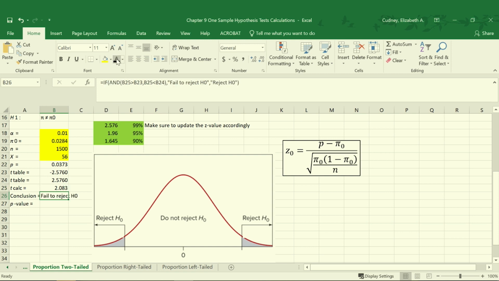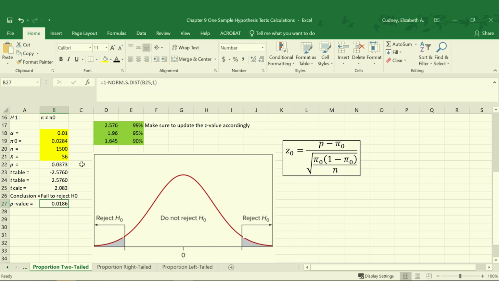We can set up our calculation to see if that value for our t calculation B25 falls between our t-table values, then we'll fail to reject the null hypothesis. Otherwise, we'll reject the null hypothesis. So we have the correct conclusion of failing to reject our null hypothesis.